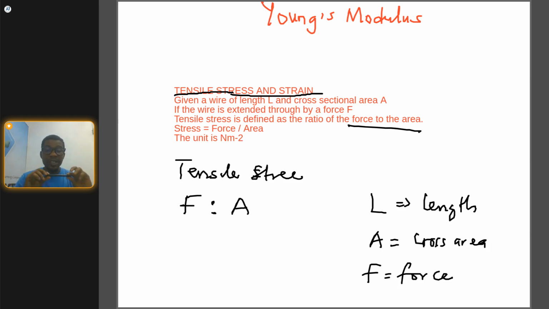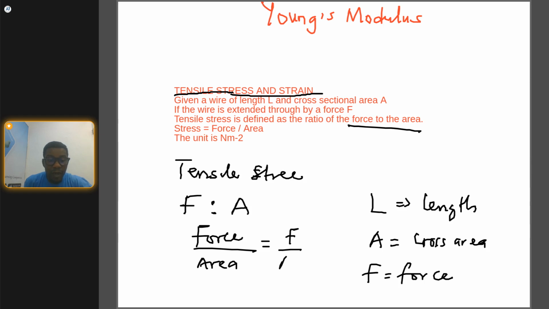Are you getting it? So that is why the tensile stress is expressed as the ratio of the force to the area. It's just like you are saying the ratio of the force to how thick the wire is. So if ratio is also division, that means tensile stress is equal to force over area. Tensile stress is equal to what? Force over area, which is represented as F over A.